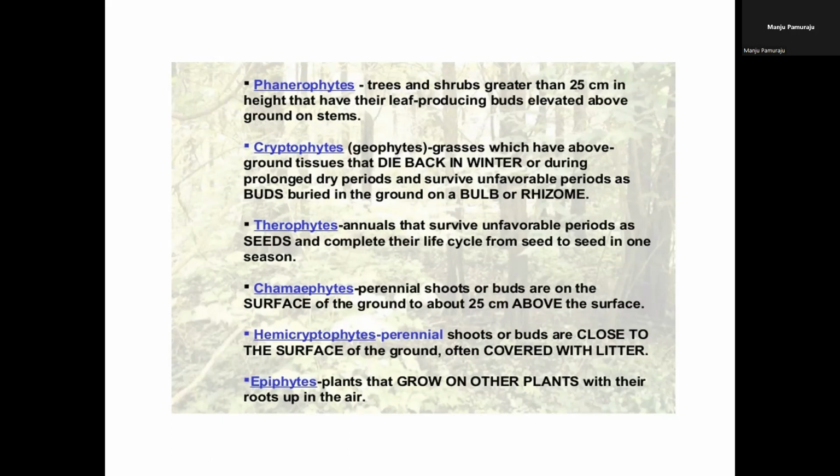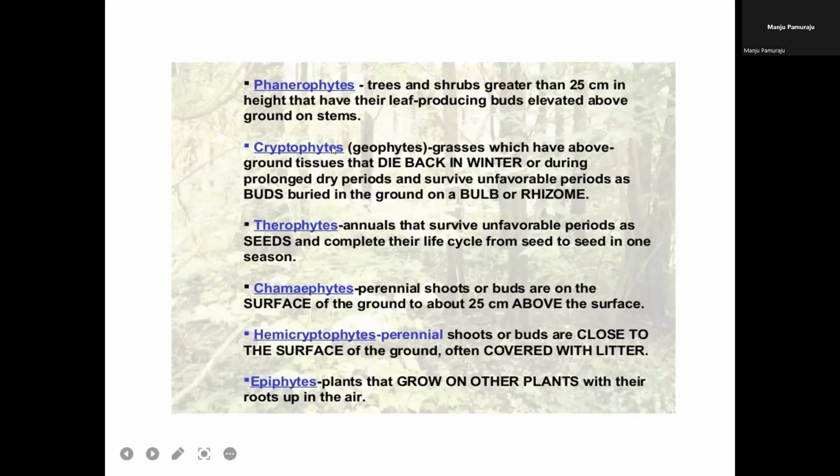Okay, sir. So first one is the phanerophytes. Phanerophytes means the trees and shrubs greater than 25 centimeters in height and that have their leaf producing buds elevated above the ground, exposed above the ground on the stem. So these are called the phanerophytes.